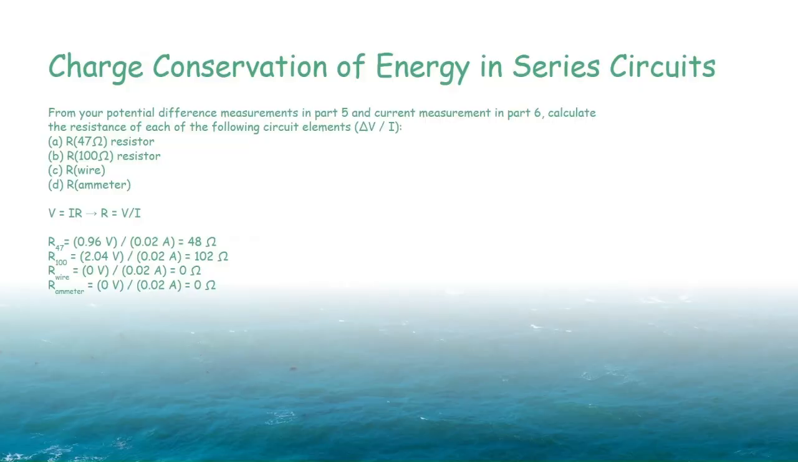To calculate the resistance of each of the circuit elements, I used Ohm's law to find that this resistance is equal to voltage divided by current, and plugged in the electric potential measurements. For the 47 ohm resistor, the resistance was 48 ohms. For the 100 ohm resistor, the resistance was 102 ohms, and although they are close, the numbers are slightly off due to rounding, and the wire and the ammeter do not have resistors, so there is 0 resistance.